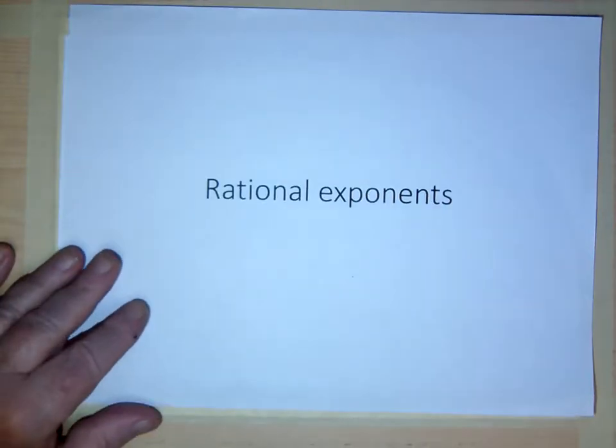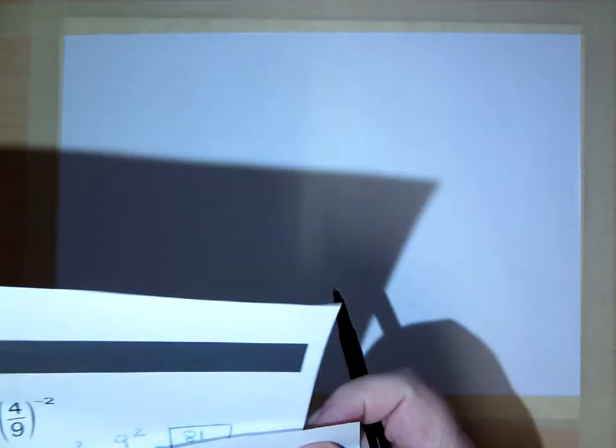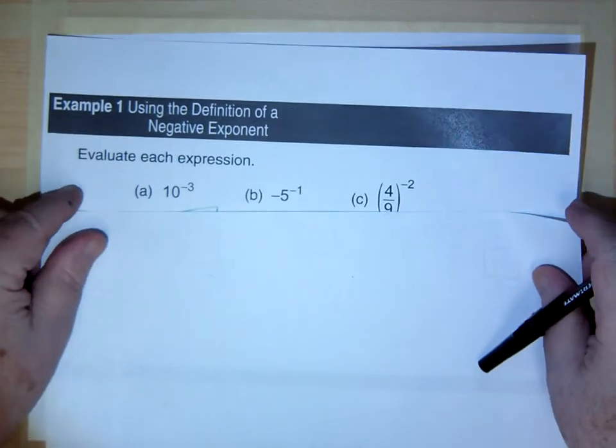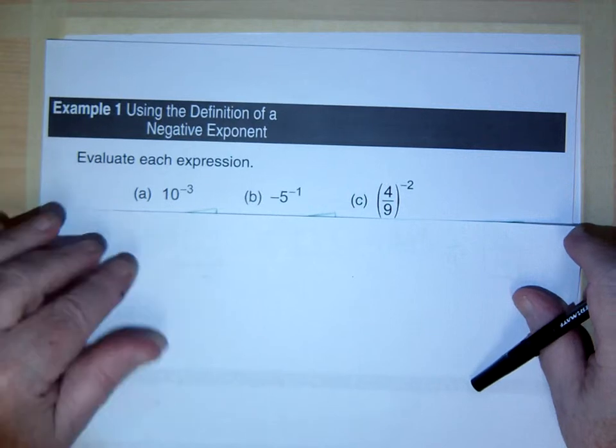Today's topic is rational exponents. A rational number is a number that is a over b, where a and b are integers. And so here's the first example, and we're talking about negative numbers.